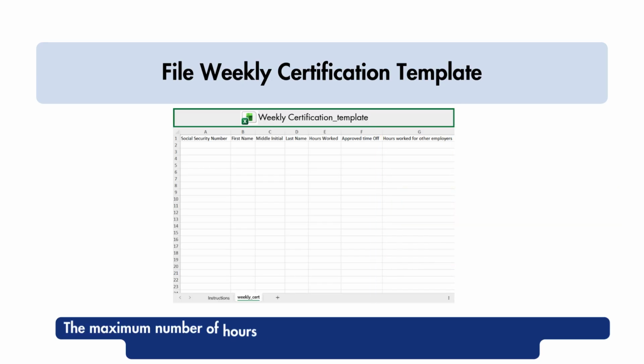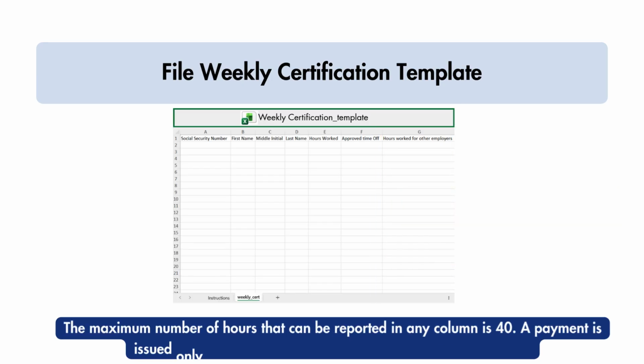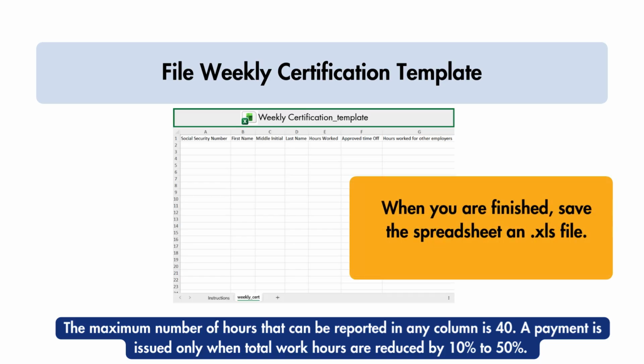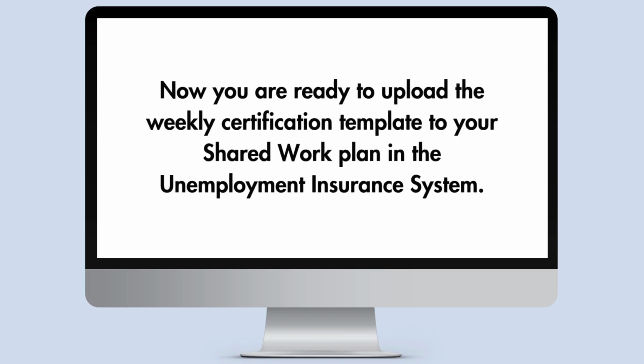The maximum number of hours that can be reported in any column is 40. A payment is issued only when total work hours are reduced by 10 to 50%. When you are finished, save the spreadsheet as an XLS file. Now you are ready to upload the weekly certification template to your shared work plan in the unemployment insurance system.